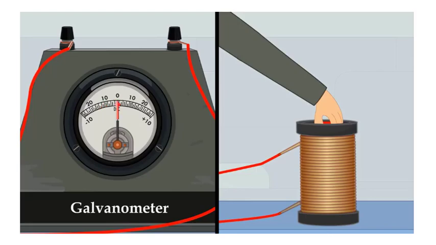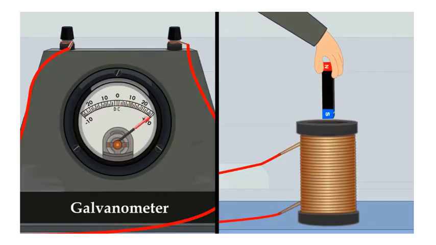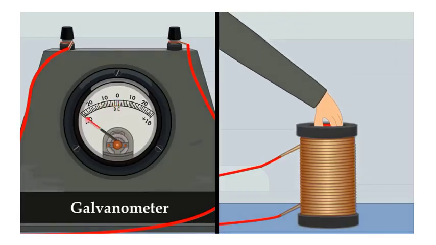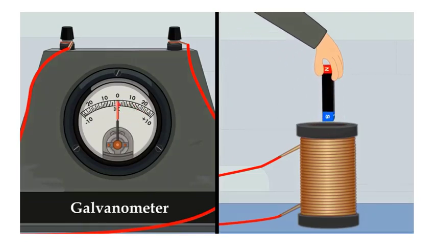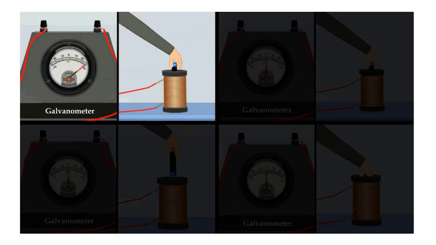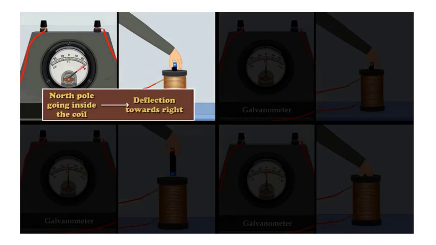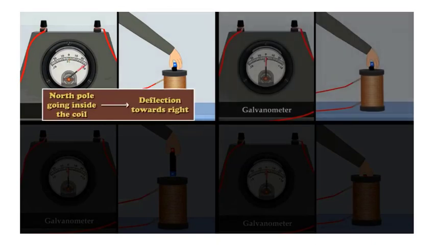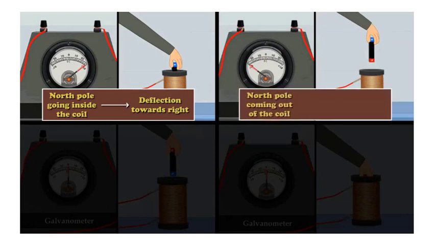Now when I change the polarity, again it indicates deflection in the reverse direction. When I move the south pole in, it shows deflection towards the left. So from this activity we conclude that the north pole going inside the coil indicates deflection towards the right. North pole going away from the coil indicates deflection towards the left.